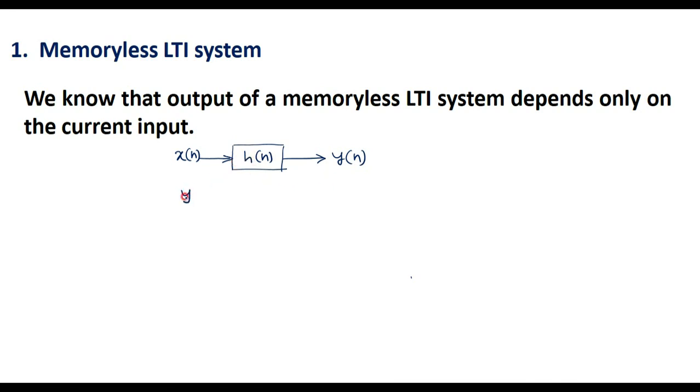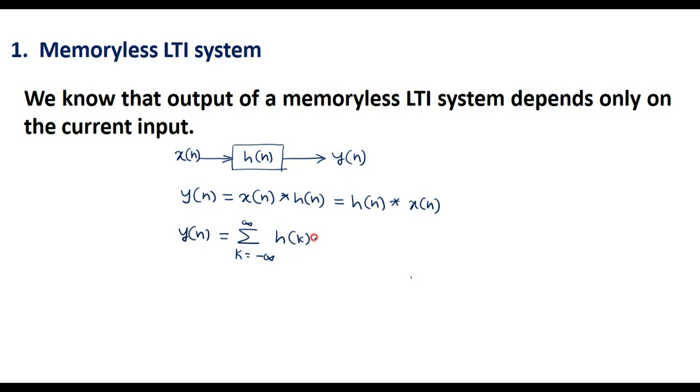In this case, the output y of n can be represented as x of n star h of n, that is x of n convolved with h of n, which is also equal to h of n star x of n. So convolution between two sequences can be mathematically represented as y of n is equal to summation k from minus infinity to infinity h of k x of n minus k. So already we have studied this in my previous videos. Let me call this equation number 1.